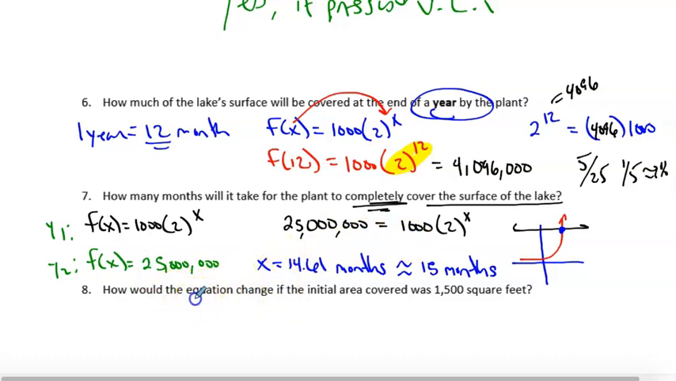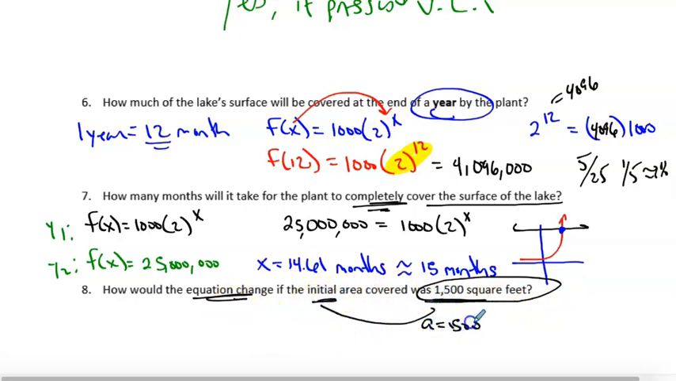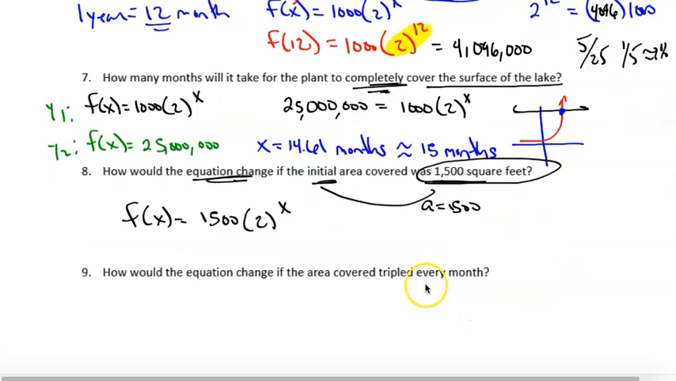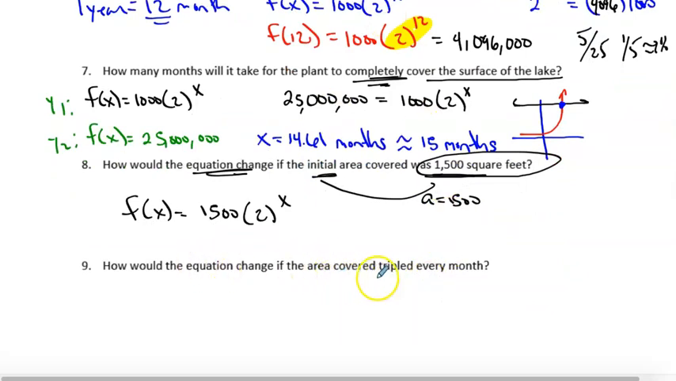And then how would the equation change if the initial area covered was 1,500 square feet? So initial area, that is my A value, so A is equal to 1,500. How would the equation change? Well, it's still doubling, but I'm starting at 1,500 versus 1,000, so times 2 to the x power. And the last one: how would the equation change if the area was tripled every month? If I had 1,000 initially covered and it tripled, then my growth factor is going to be 3, so it'll be times 3 to the x power, and it'll just grow a little faster.